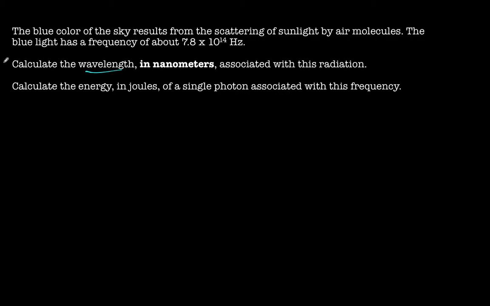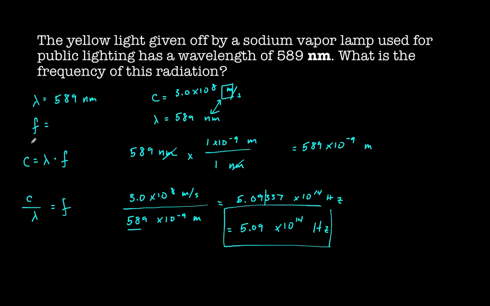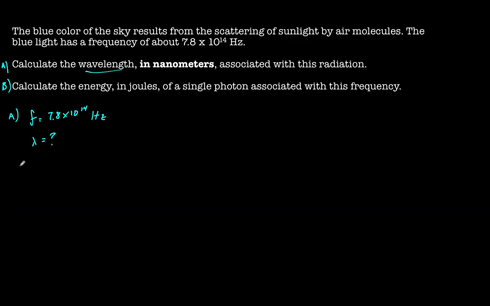So let's do it here. I'm going to call this part A and this part B. For part A, what I'm wanting to do is figure out wavelength. And again, if I have a frequency of 7.8 times 10 to the 14th hertz, the only equation that has both a wavelength and frequency here is, you've guessed it, the same exact velocity equation. I told you, you're going to be using it for almost every single one here.